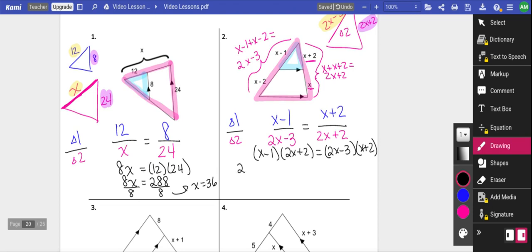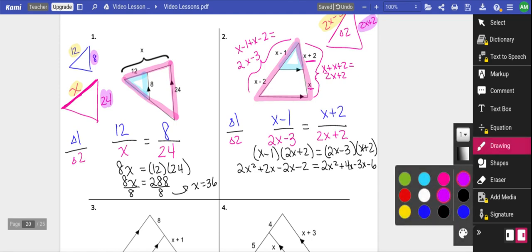x times 2x is 2x squared. x times 2 is plus 2x. Then I'm going to go to my second term. Negative 1 times 2x is negative 2x. Negative 1 times 2 is negative 2. And that's equal to 2x times x is 2x squared. 2x times 2 is 4x. Negative 3 times x is minus 3x. And negative 3 times 2 is minus 6.